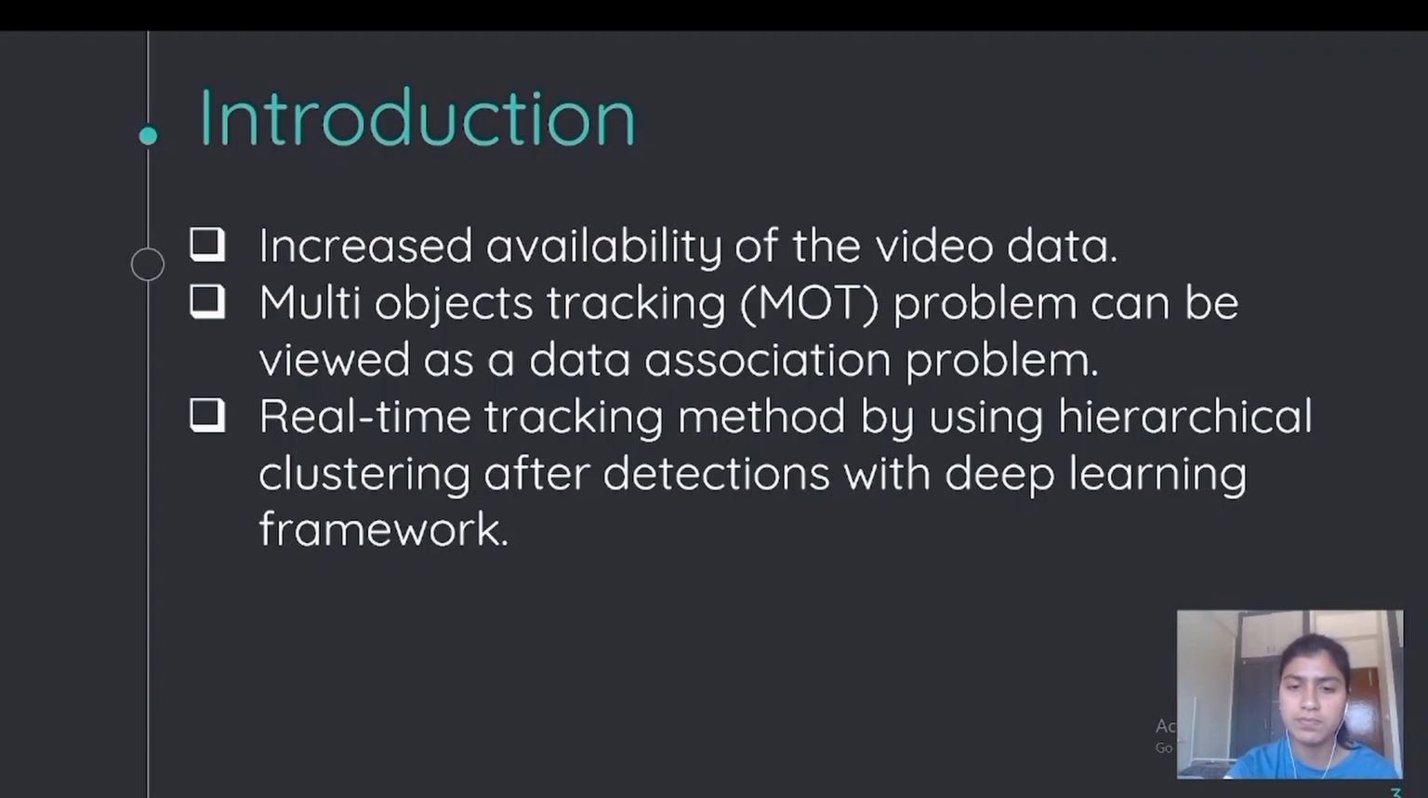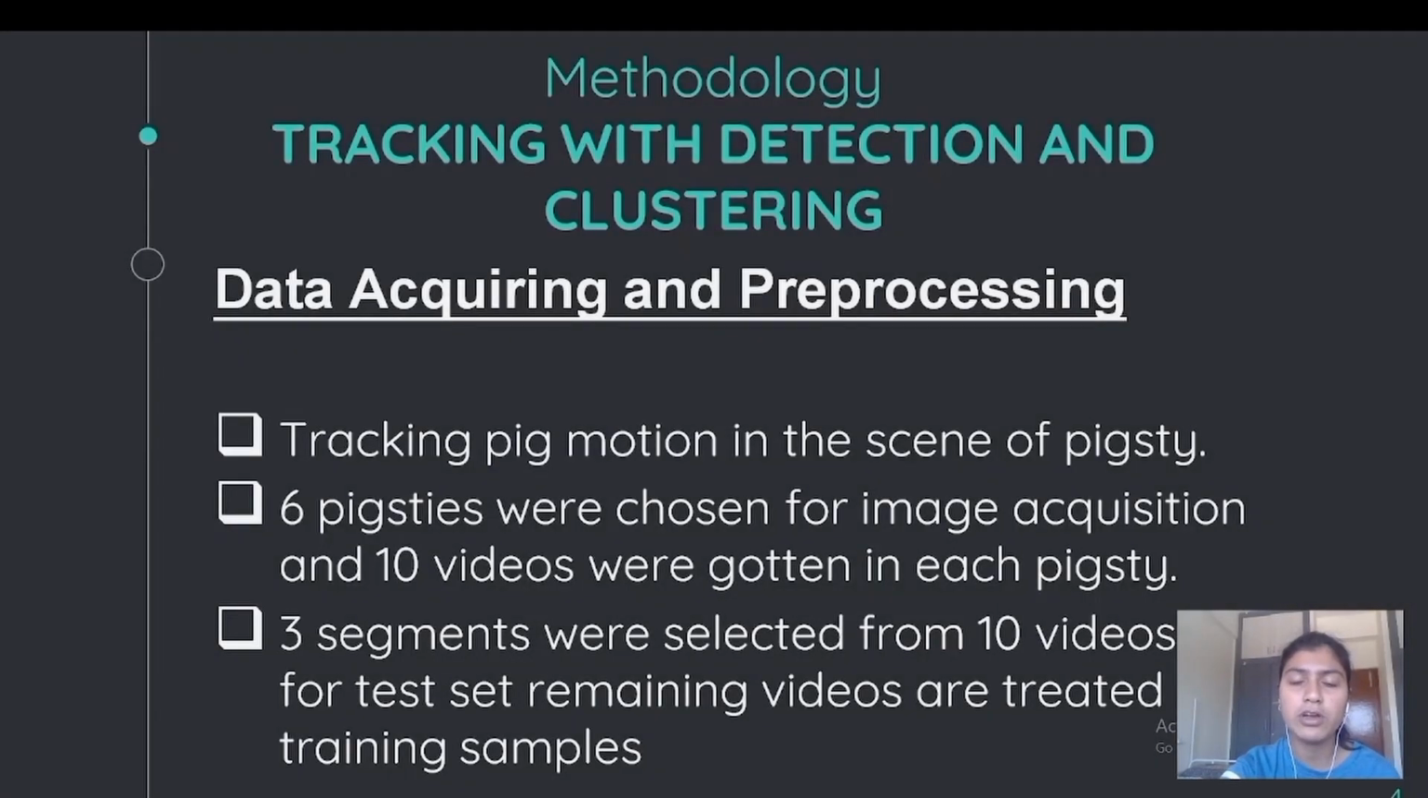Now, if I talk about methodology, they are tracking with the help of detection and clustering, in which the first step is data acquiring and pre-processing, in which they are tracking pig motion in the pig houses. 6 pig houses were chosen for image acquisition and 10 videos were taken from each pig house. 3 segments were selected from 10 videos for the test set and the remaining videos are treated as training samples. Means 18 test videos and 42 training videos are there.